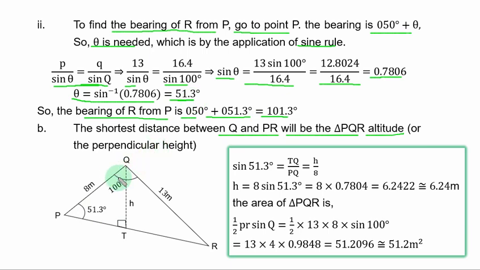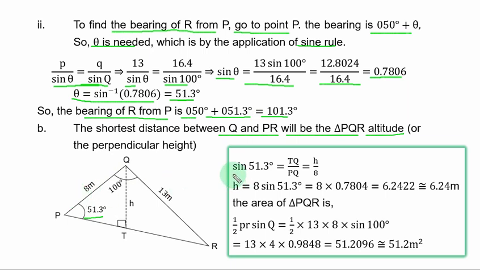This angle is given to you, 100 degrees. This side is 8. This side is 13 meters. For us to get the height, we have to consider triangle PTQ. The height is the opposite to this acute angle. Then this is the hypotenuse.